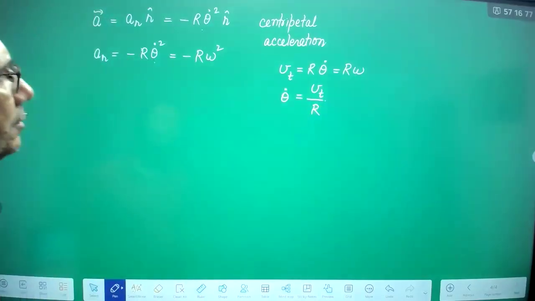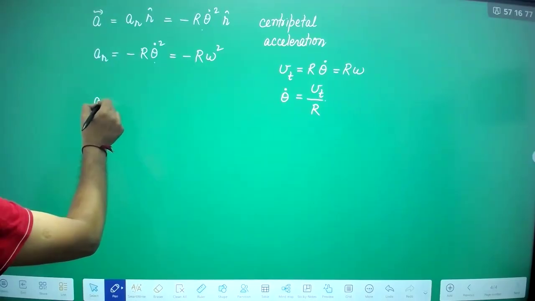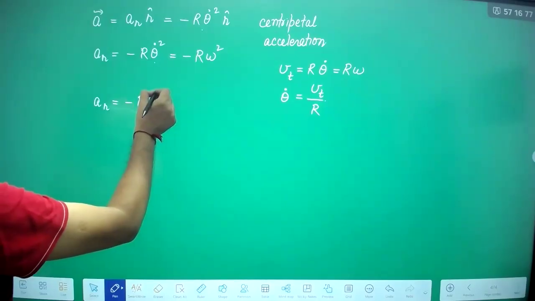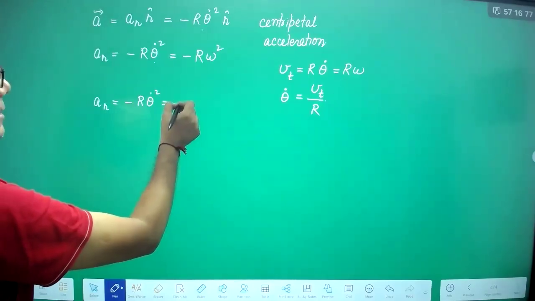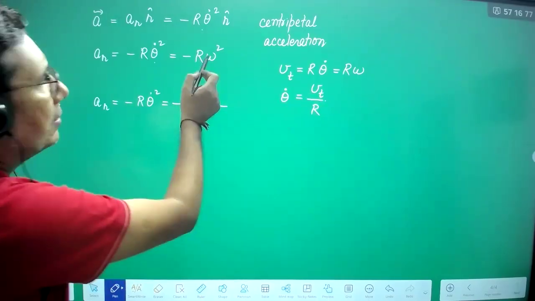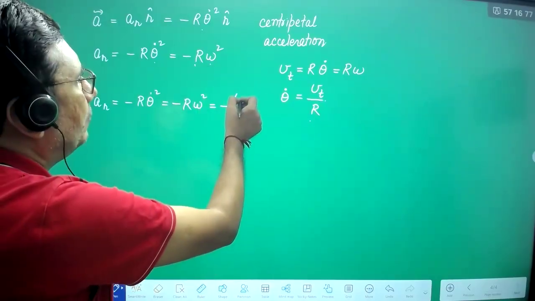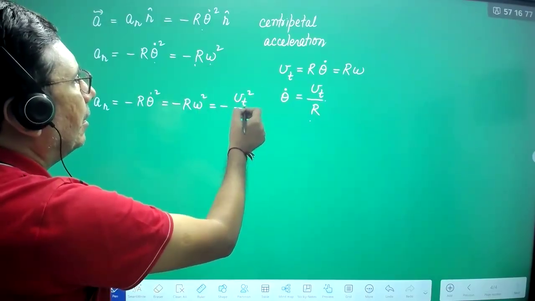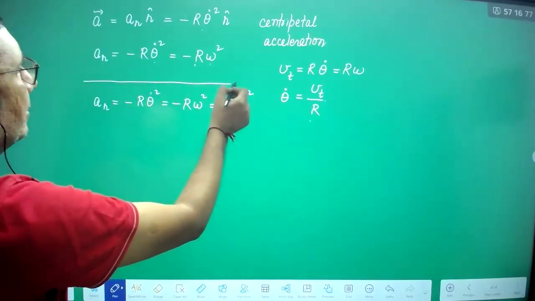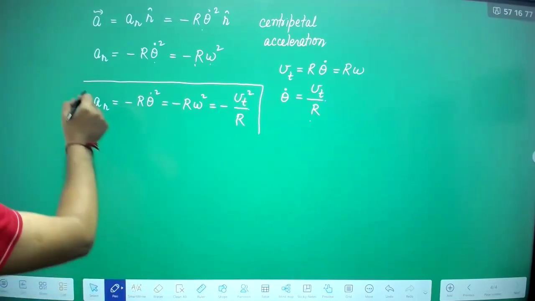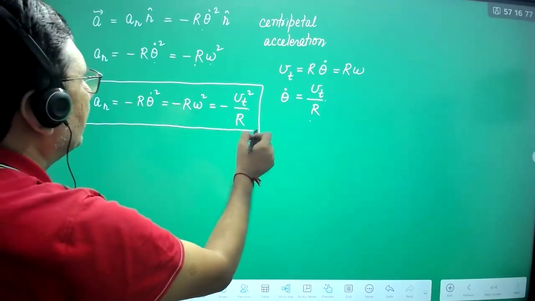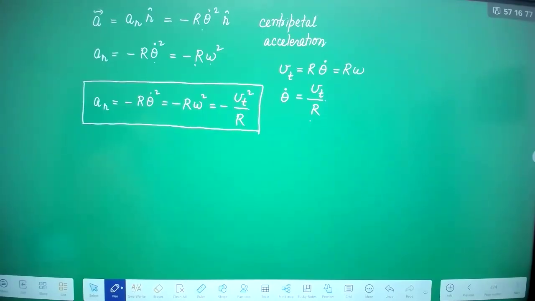Substitute here in place of theta dot square. So this a_r will be minus r theta dot square, or minus r omega square, or from here if you substitute, one r will cancel out and you will have minus Vt square upon r. And this is the expression of centripetal acceleration. Here the minus sign represents the inward direction of the acceleration, towards the center.